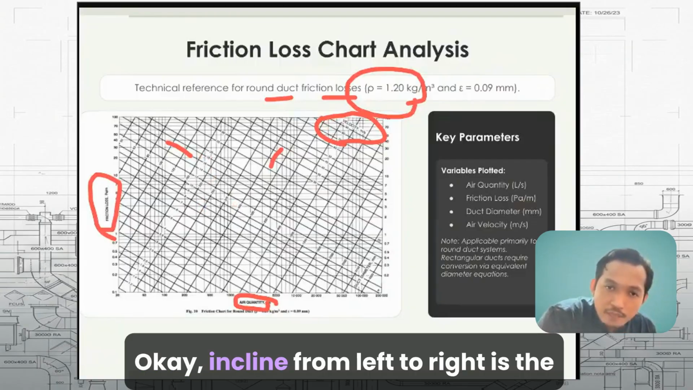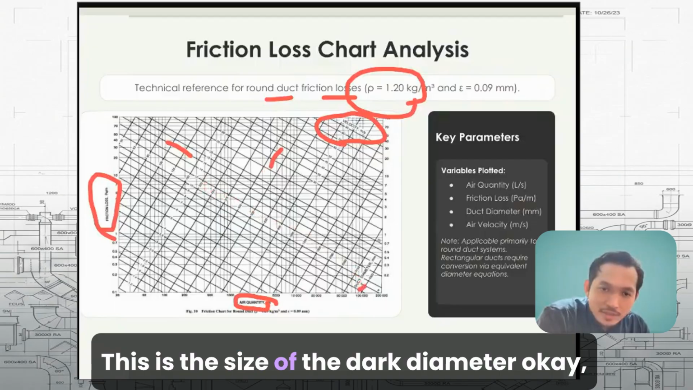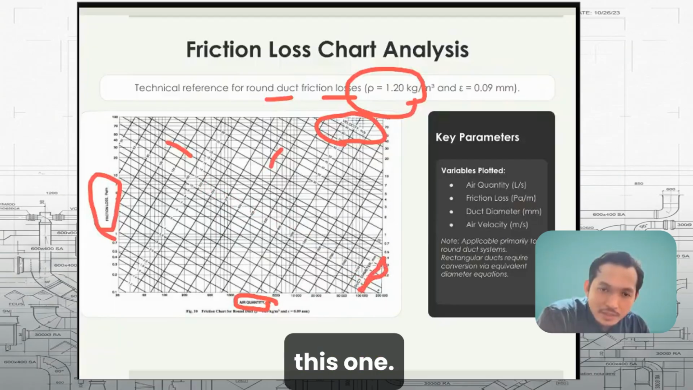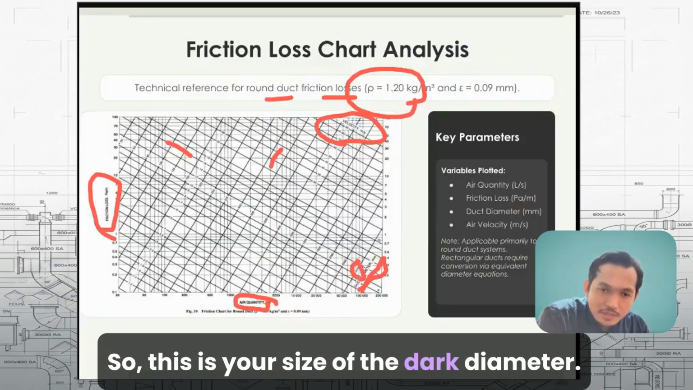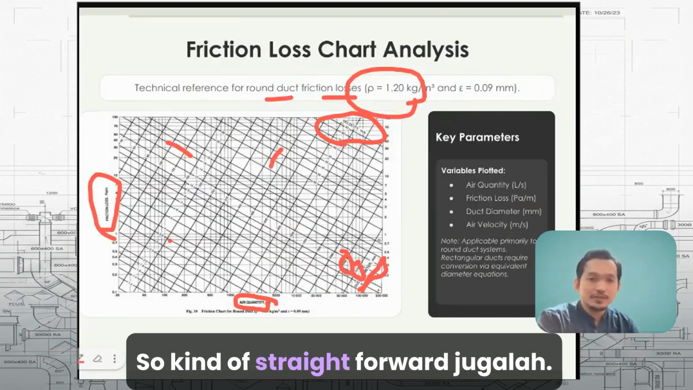Okay, incline from left to right is the velocity, this one. Incline from right to left is this one. This is the size of the duct diameter. Okay, this one. So this is your size of the duct diameter. Okay, so kind of straightforward juga lah.